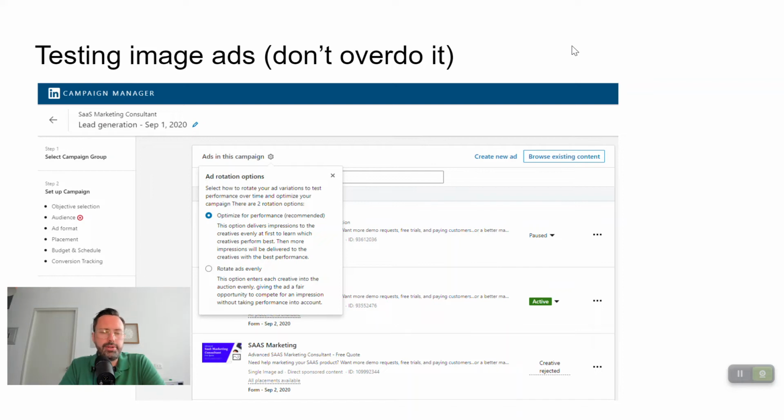But don't overdo it. A mistake I've made is creating too many ad variants, get too excited about different things we can experiment with, and then you just don't have enough data to make any conclusive considerations.